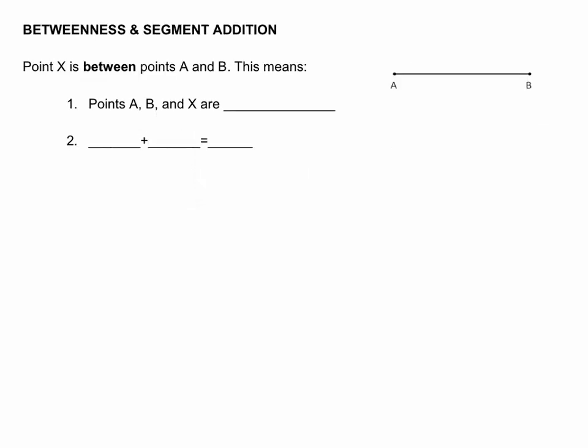Now, we can talk about points being between other points. So here, I'm going to have point X be between points A and B, and I'm going to draw that right on there. Now, what that means is, first, A, B, and X, those points all have to be collinear, which, if you remember, that means they are on the same line.